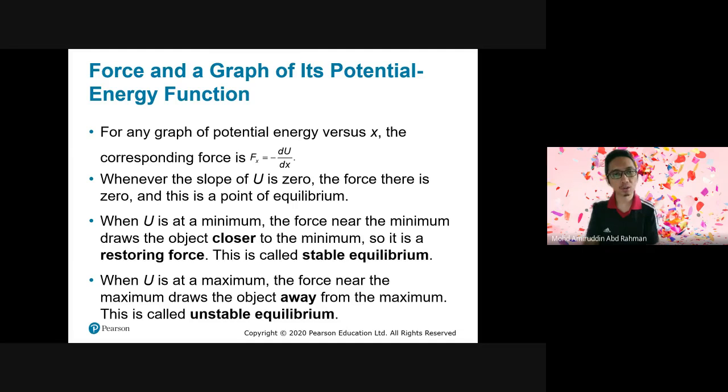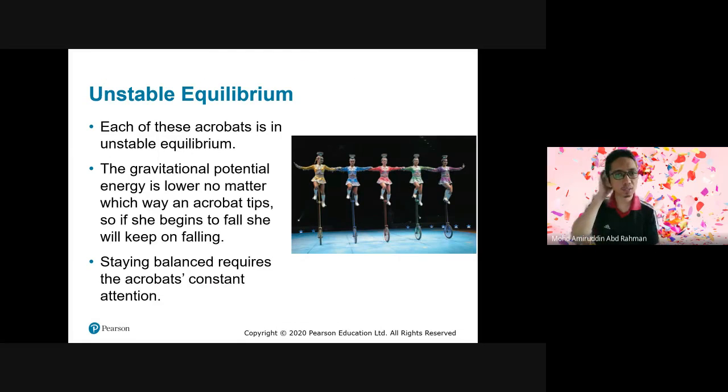When U is at the minimum, the force near the minimum draws the object closer to the minimum. So it is a restoring force. When U is at a maximum, the force near the maximum draws the object away from the maximum. This is called the unstable equilibrium. Look at this example of an acrobat, who has a certain gravitational potential energy. So she is in unstable equilibrium.